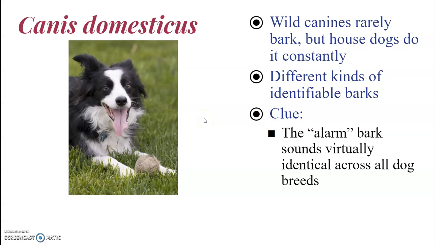Canis domesticus. Couple of facts. Wild canines rarely bark, but house dogs do it constantly. There are different kinds of identifiable barks between different breeds. And our clue is the alarm bark sounds virtually identical across all dog breeds. So why is it that over time wild canines don't bark but house dogs do? Give you a couple seconds.